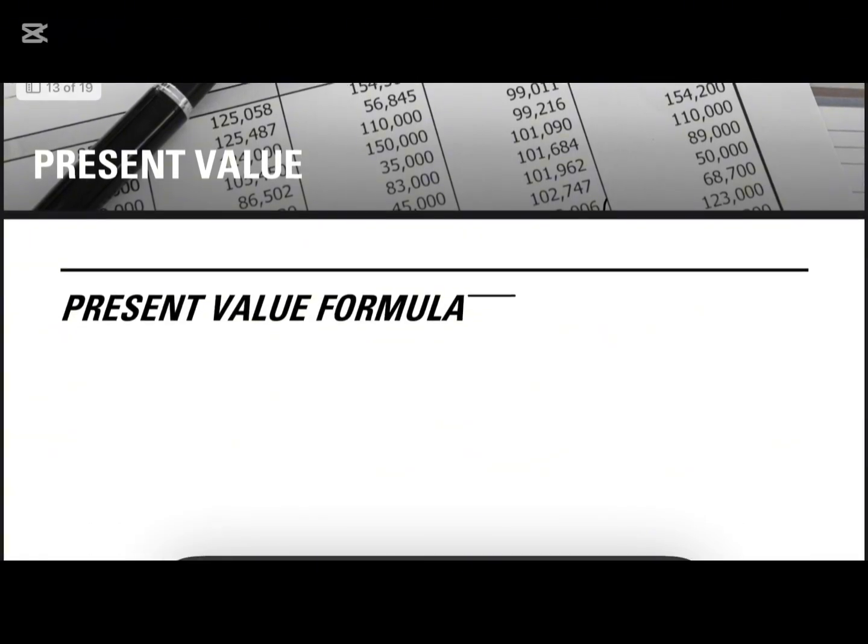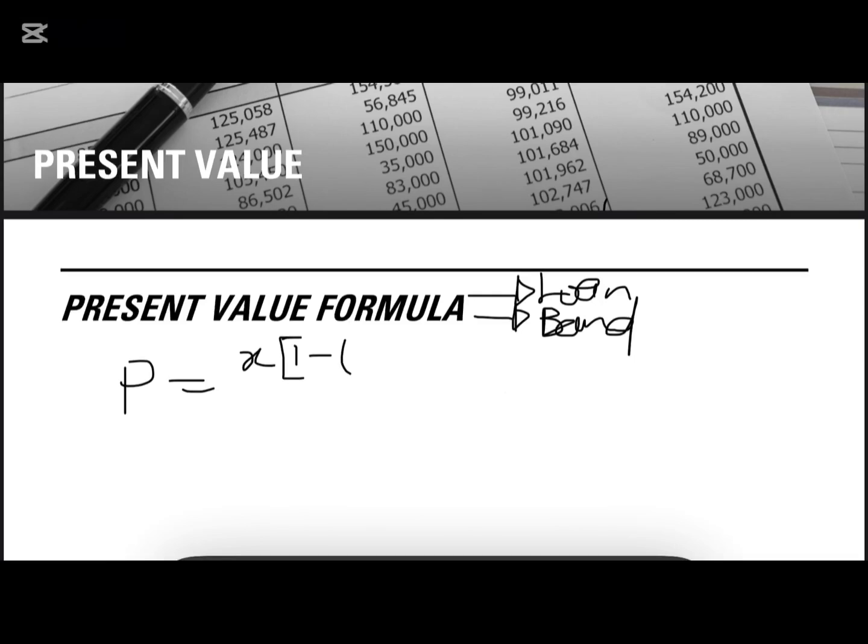So when we're talking about present value, we'll be talking about loans that people borrow from the bank, the amount of money that you borrow from the bank, or we'll be talking about bonds, house bonds, right? Now this present value is given by a formula which says P is equal to the monthly installment, which is X, into 1 subtract, then you open the bracket, you'll have 1 plus the interest rate to the power negative n, then you close the bracket divided by the interest rate, right?